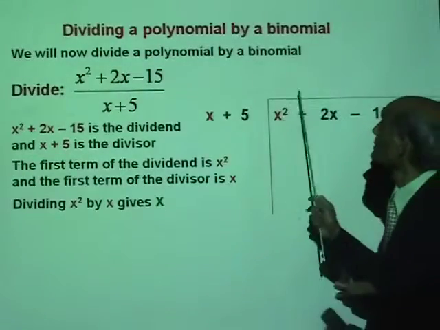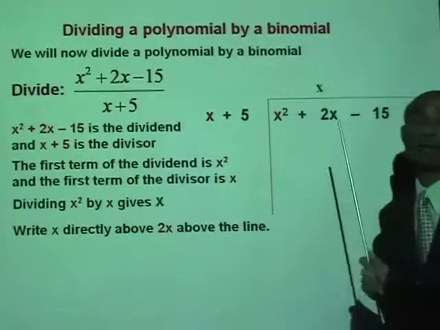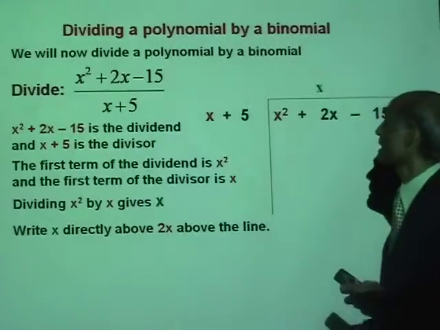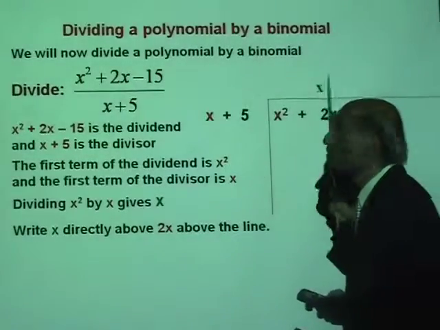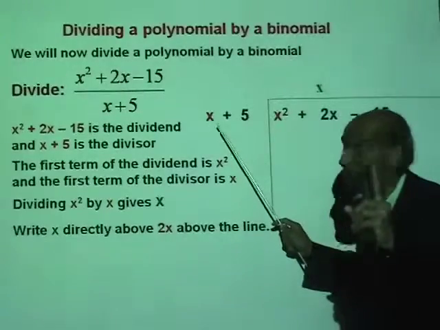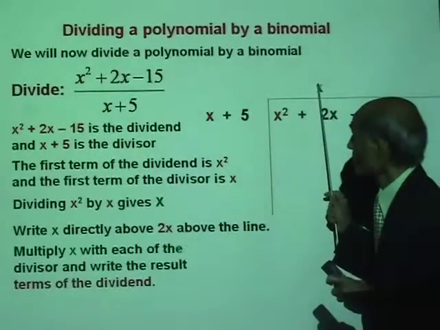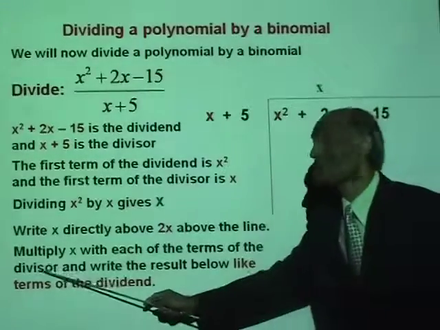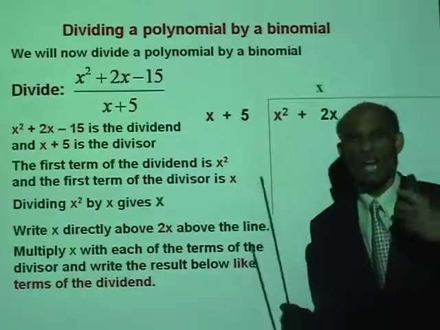Now where do I write it? I write it at the top above this 2x. There I have that x. So write that x directly above 2x above that horizontal line. Now what do we do with this x? We will multiply this x with each term of this divisor. Now multiply x with each of the terms of the divisor and write the result below like terms.